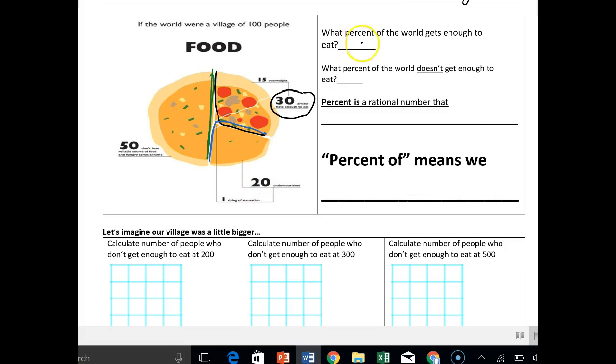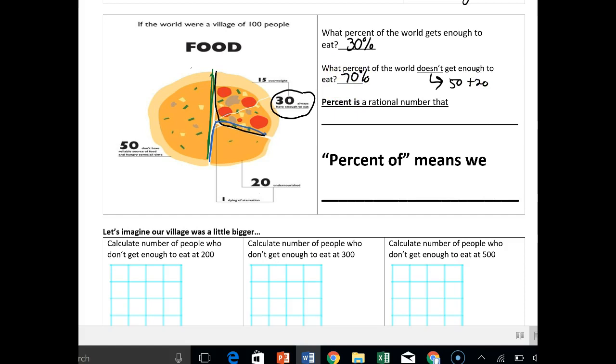So we can go ahead and say, what percent of the world gets enough to eat? Well, that's these guys right here. They got all the toppings on the pizza, right? 30%, out of 100, that's why we can say it's percent. What percent doesn't get enough to eat? Well, for this, we'd have to add some numbers up, because we got to talk about the 50 who don't have enough and the 20 who are almost starving. So 50 plus 20, it's 70% of the world.